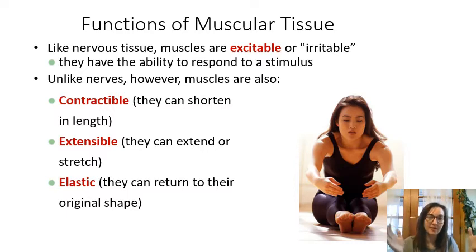So the actual muscle fibers are going to shorten. So the muscle tissue has to be contractible. It also has to be extensible, meaning that we can stretch it, right? Because not always do we need it to contract. Sometimes we're going to need it to stretch, for example, around a joint. And it also has to be elastic. Elastic means that once you do stretch it, it's going to return to its original shape.